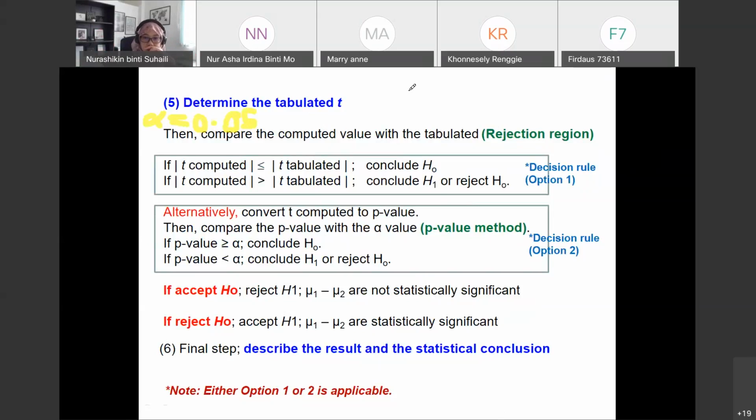Okay, let's say one side. One side is 0.025. You have to divide by 2. So what you have to do with this, you have to use the T table. But first, in order to use the T table, you have to find the degree of freedom, because you need that information.